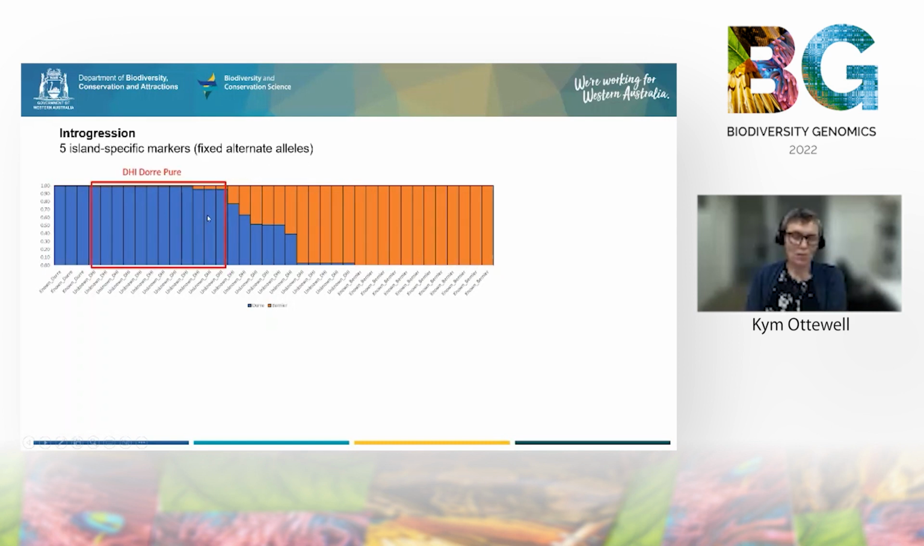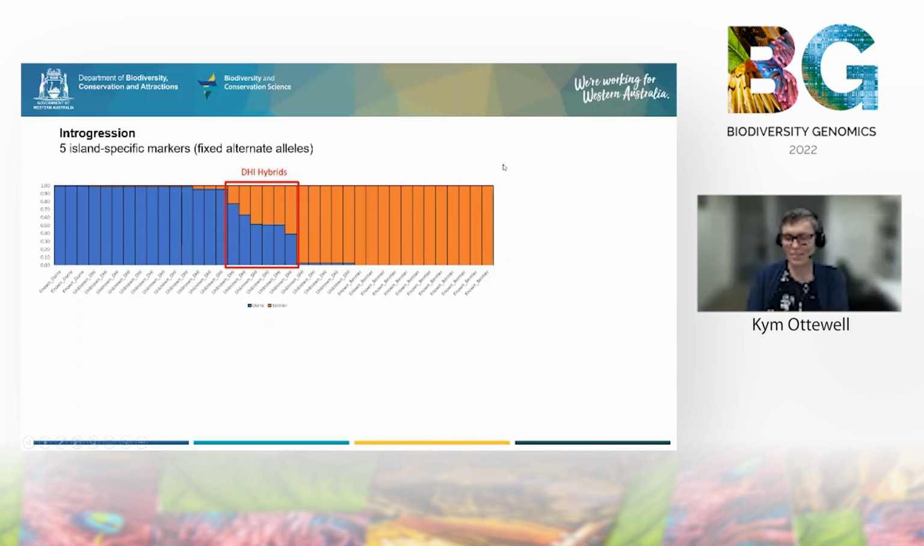With this analysis, we were actually able to run a structure analysis using the island-specific markers. These are markers that are fixed at alternate alleles in each of the populations. So we're able to identify purebred Dorey Island individuals, purebred Bernier Island individuals, and here we were able to detect several hybrid individuals. Mostly, I would say we're looking at F1 hybrids, but we might have a case here where this might be one of the back-crossed individuals.